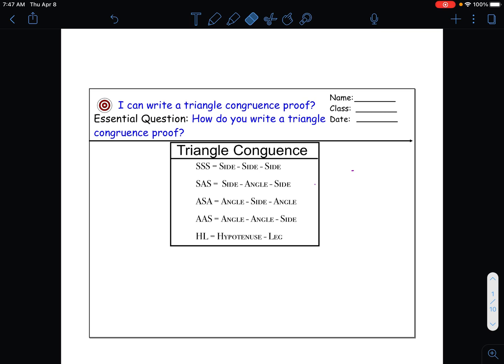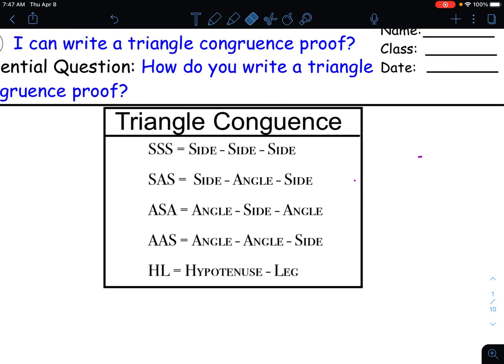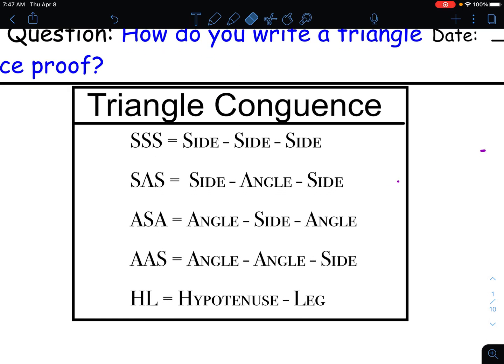All right, guys, here's what we're going to do now. We are going to go through our proofs. So now we're going to take those 4 triangle postulates, and 5, and we're going to put them to use. The way I look at this is you're in one of 3 boats.